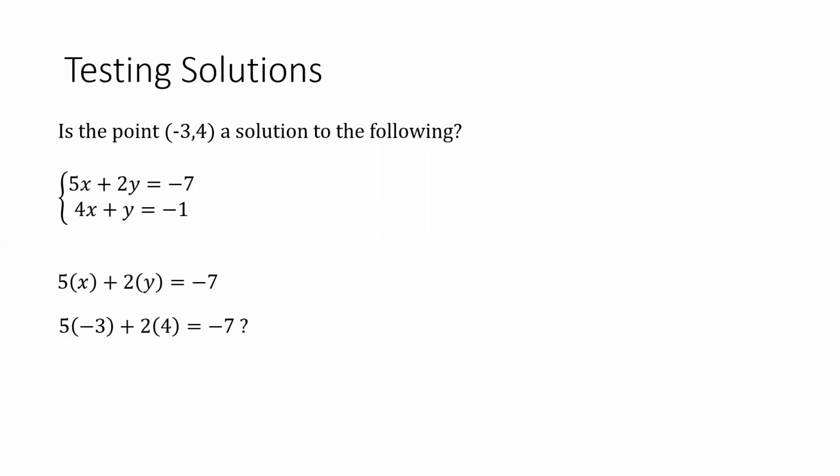So I plug it into the first equation, and I want to check to see if the left side is equal to the right side. Well, it just so happens 5 times -3 gets me -15. 2 times 4 gets me 8. If I add them together, I get -7 is equal to -7. So I now know so far that maybe my equation works. It definitely isn't going to fail on the first step, so I'm going to keep going and plug it into the second equation.